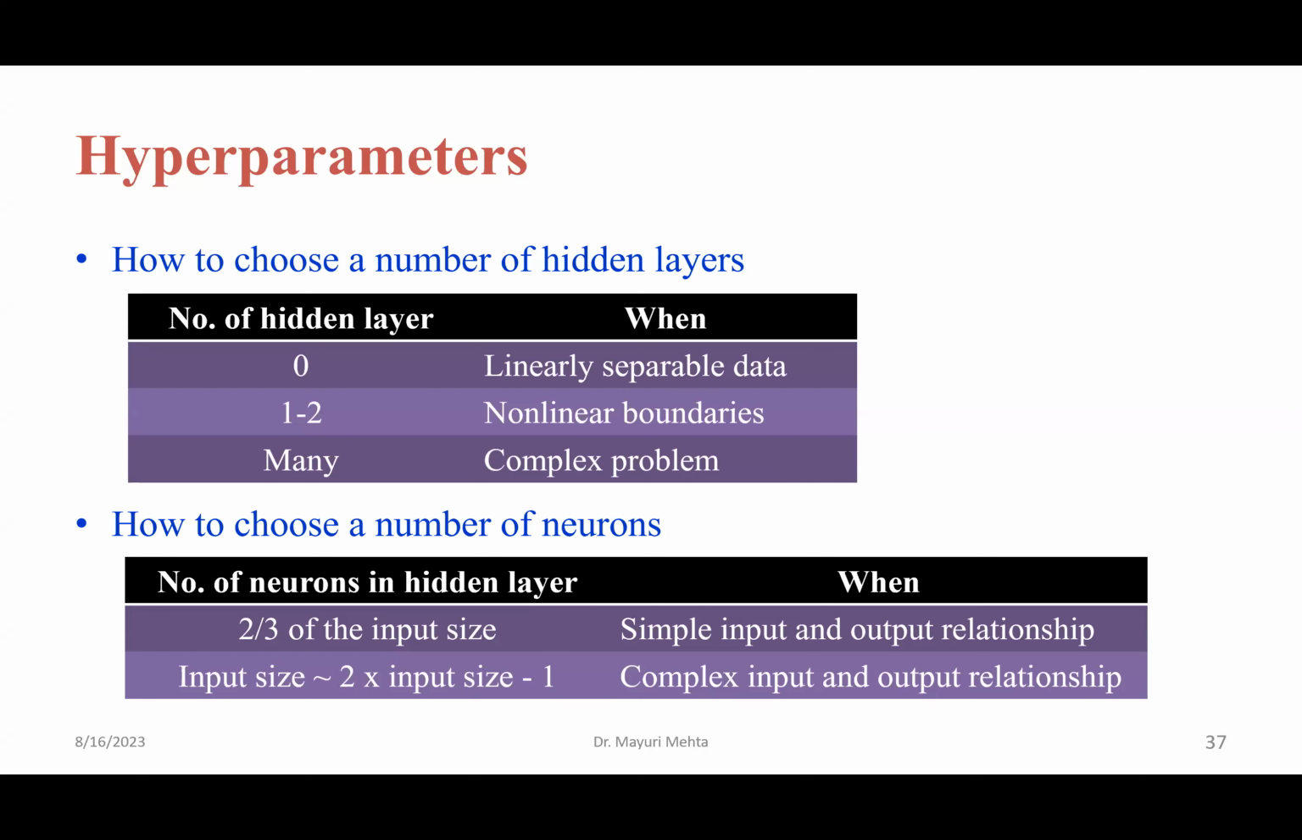Then we also saw how to choose a number of neurons. This is the summary in a table of how to choose the number of neurons. If the problem is simple and the input-output relationship is clear to you, then about two-thirds of the input size can be the starting point for the number of neurons. But if the relationship between input and output is complex, then the number can vary from the input size to less than twice the input size, as given in this table. So that is how we set the number of neurons in a neural network.